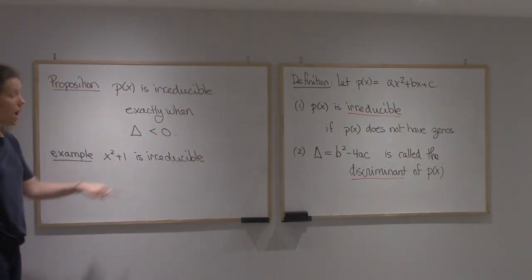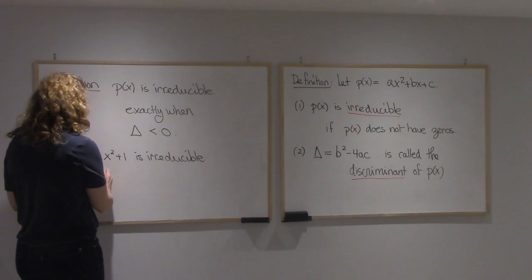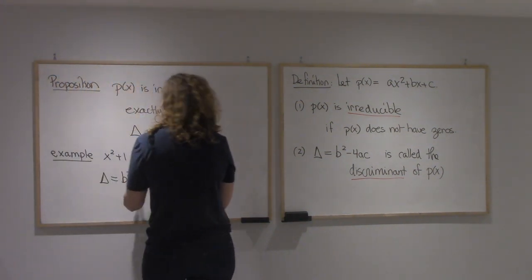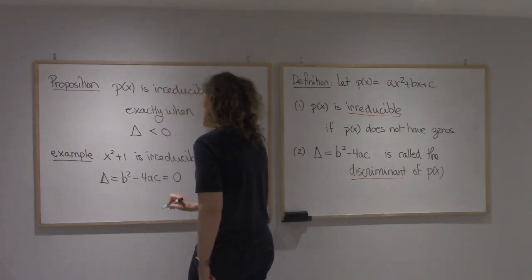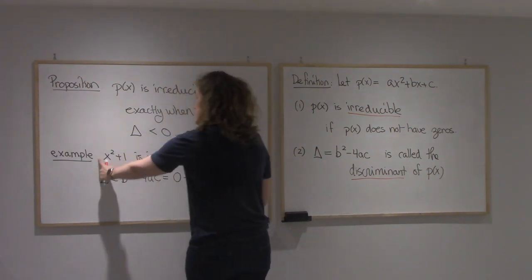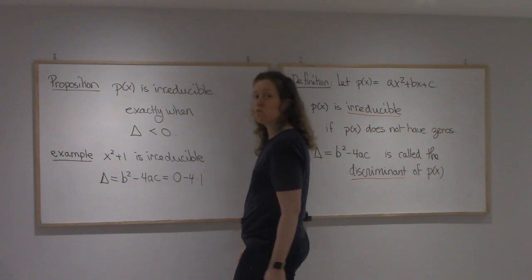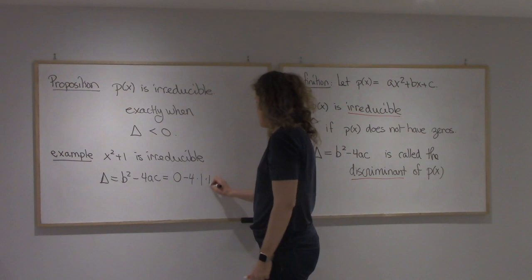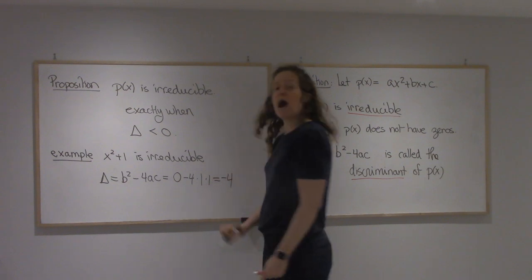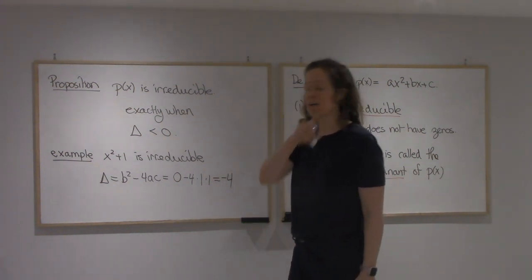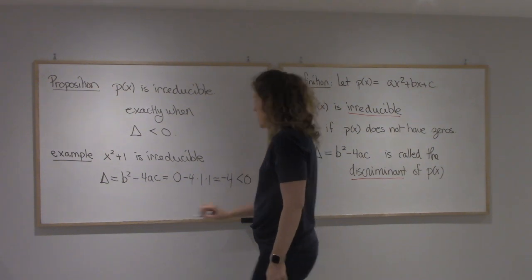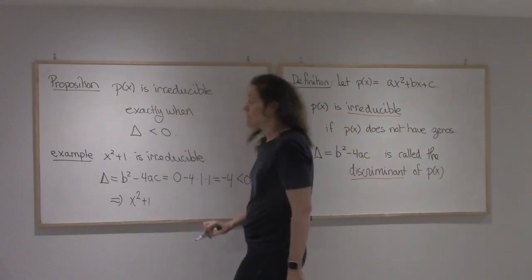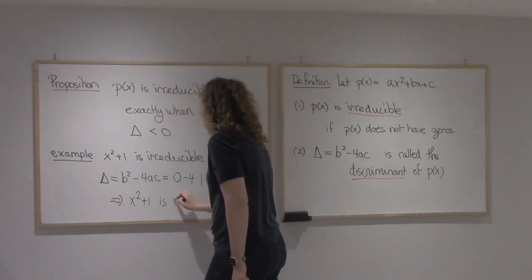So let's try it on x squared plus 1. B is 0, there's no linear term. A is the coefficient of x squared, that's 1. C is the constant term, that's 1 as well. I get minus 4, I get a negative discriminant. And so, indeed, x squared plus 1 is irreducible.